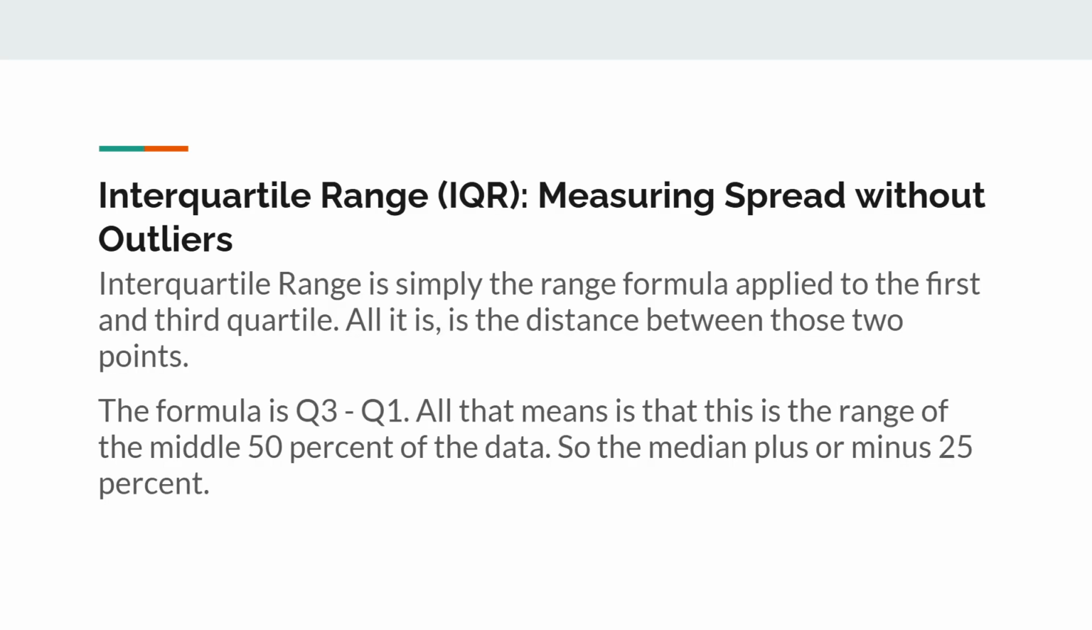But the interquartile range is measuring spread without outliers. So all that is just using the third quartile and the first quartile. You just subtract the first quartile from the third quartile, and this is going to be the range of the middle 50% of the data. So that would be the median, which is the exact middle, plus or minus 25% of the data.